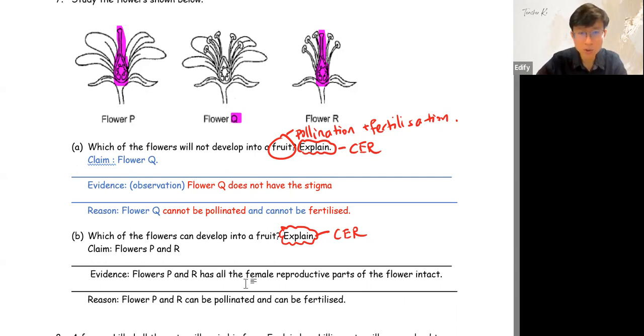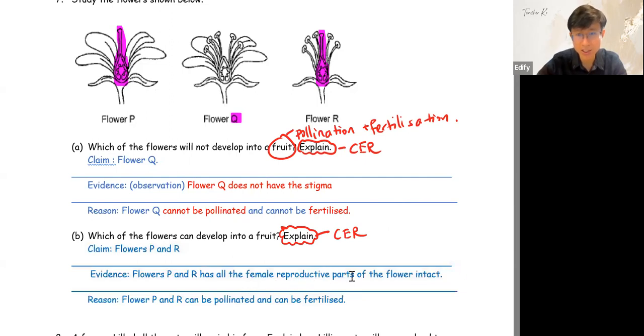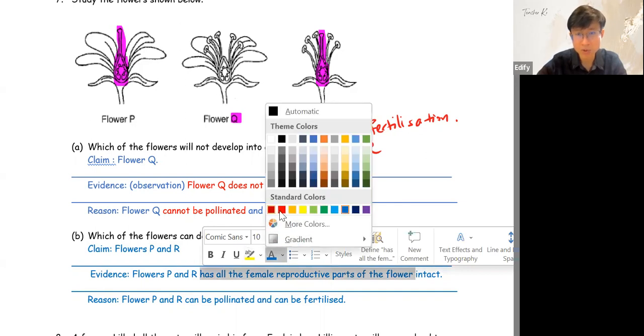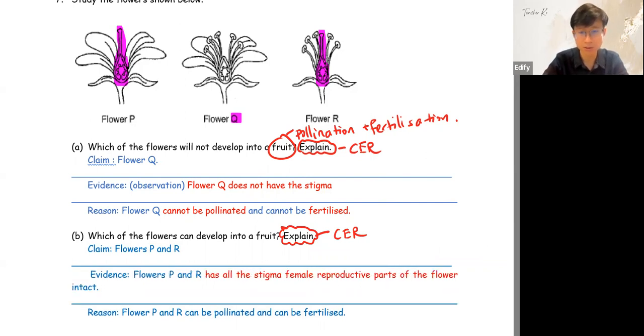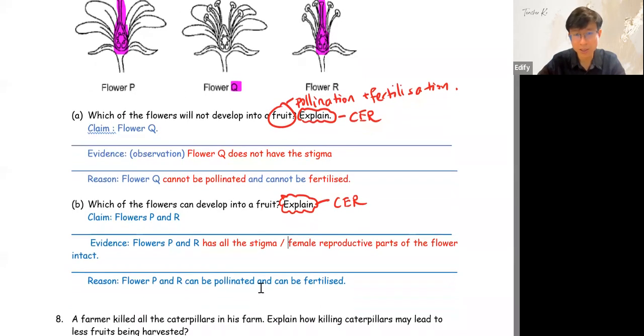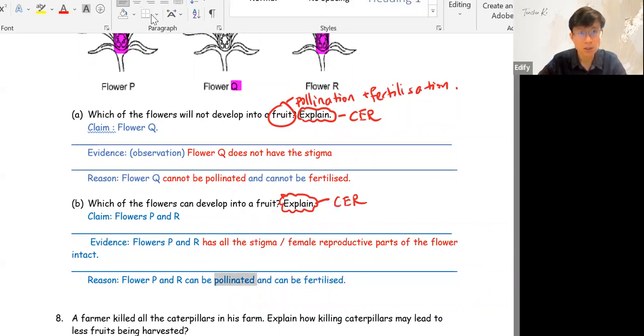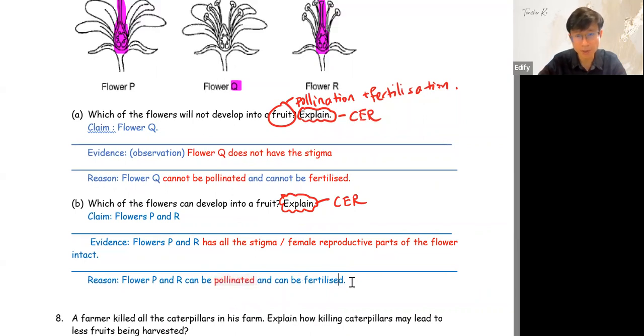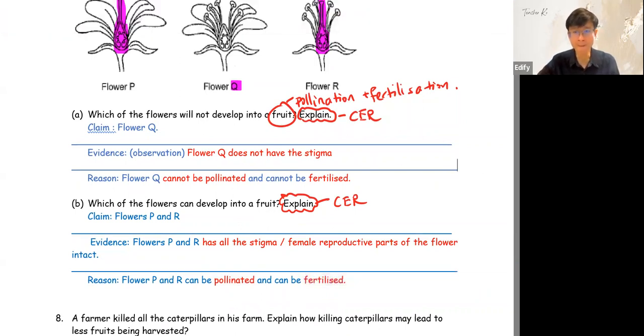Okay, so in this answer, I'll be looking for your evidence, which is saying that it has the female reproductive parts. Okay, you can also mention yes, the stigma. All right, or female reproductive parts, and therefore it can be pollinated. This will be keyword. Okay, this will be important, and therefore can be fertilized.